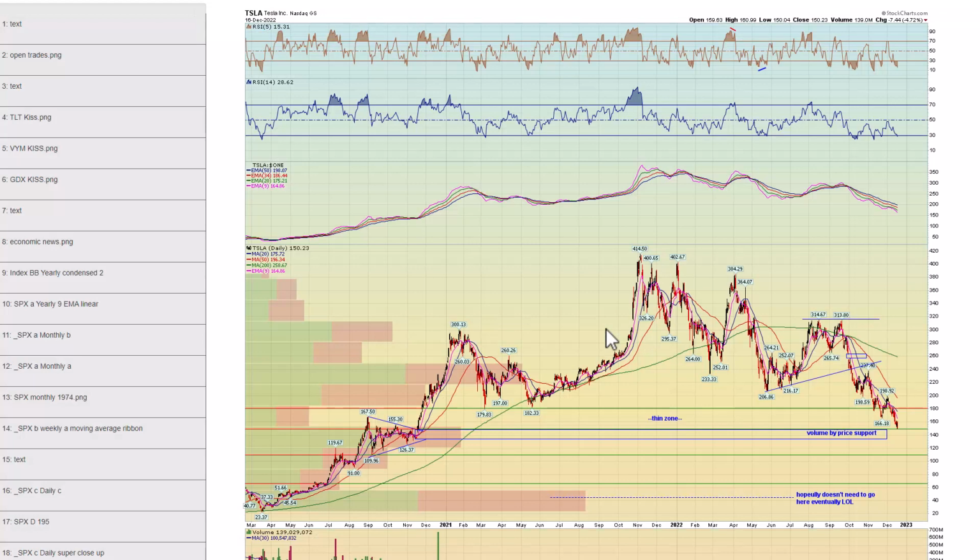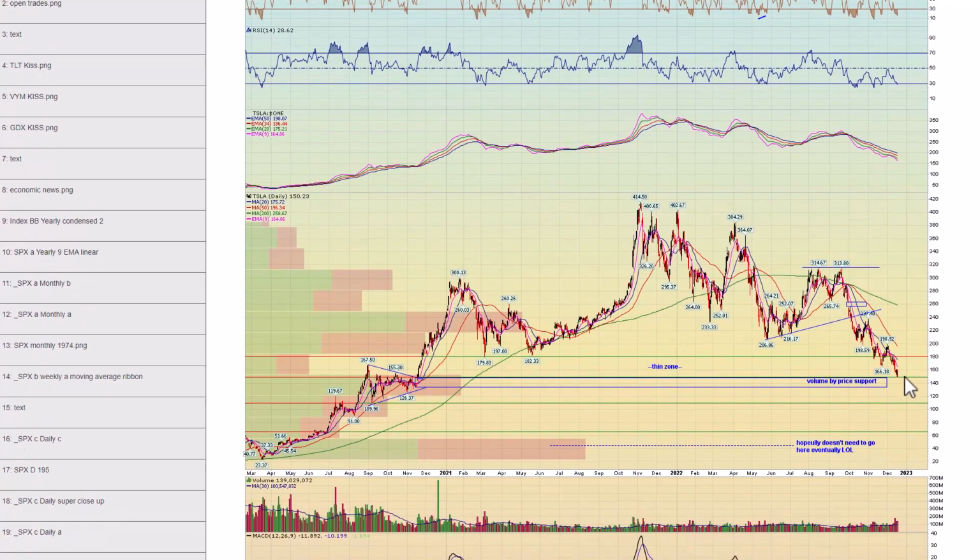Next, chart 80, Tesla. As you know, poor Elon and all his shenanigans. But anyway, Tesla has just been down, down, down. By the way, this thin zone I had in place early this year, we finally filled it essentially here. So we hit one of our major targets. This is another major support zone in here as well.